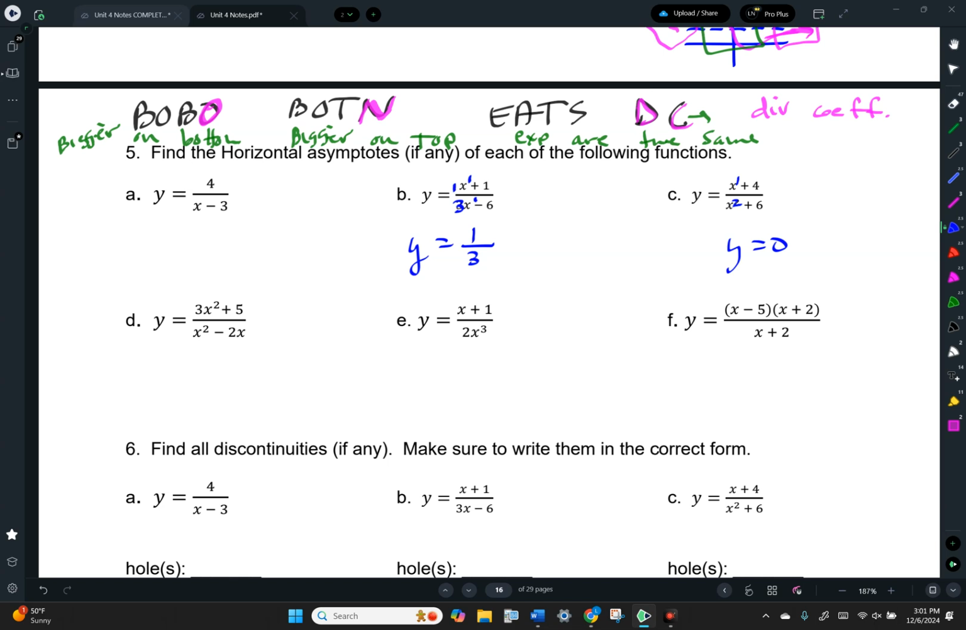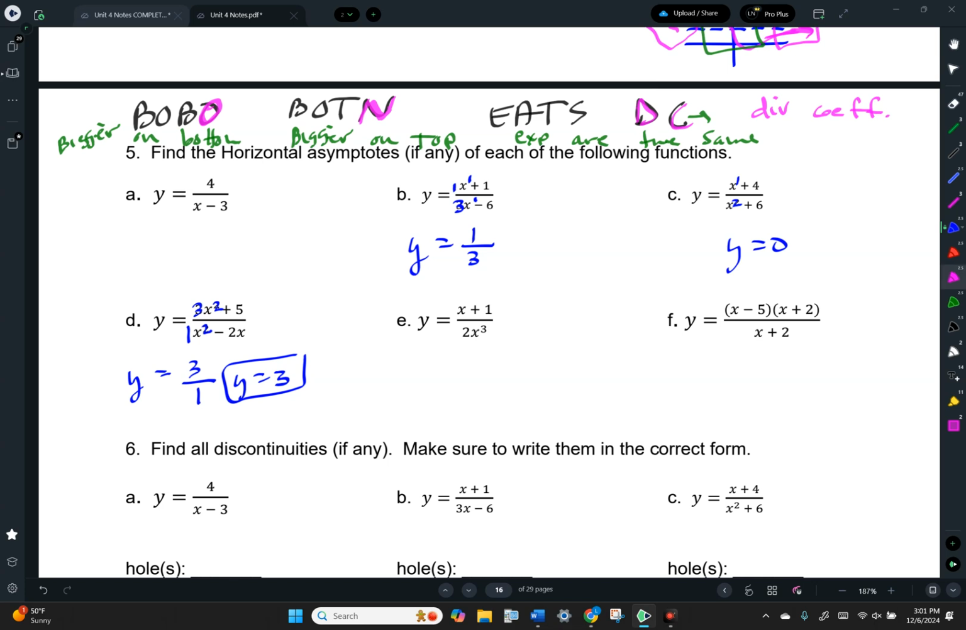Look at letter D. Degree of the top is 2. The degree of the bottom is 2. So they're equal. So exponents are the same. So we divide coefficients. So y equals, the 3 is the leading coefficient on the top, and 1 is the leading coefficient on the bottom. So y equals 3.